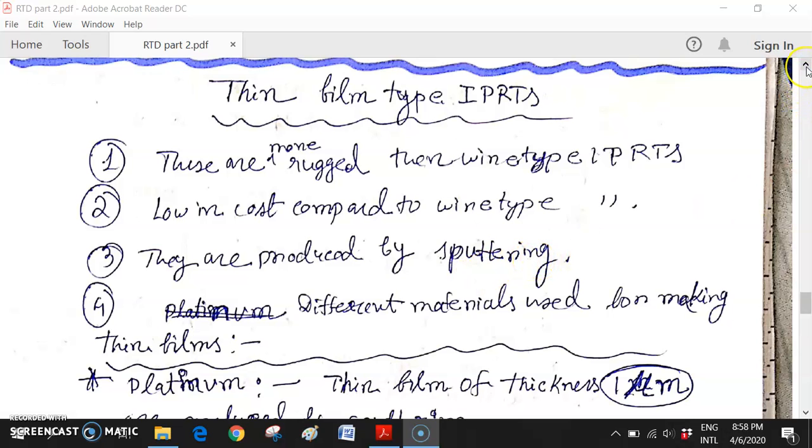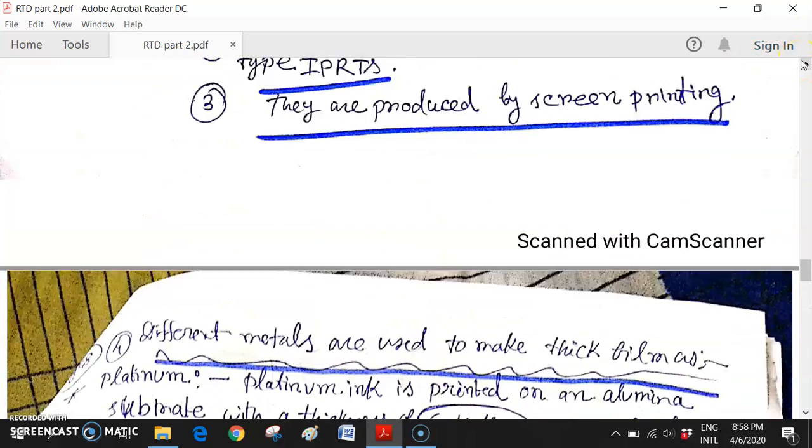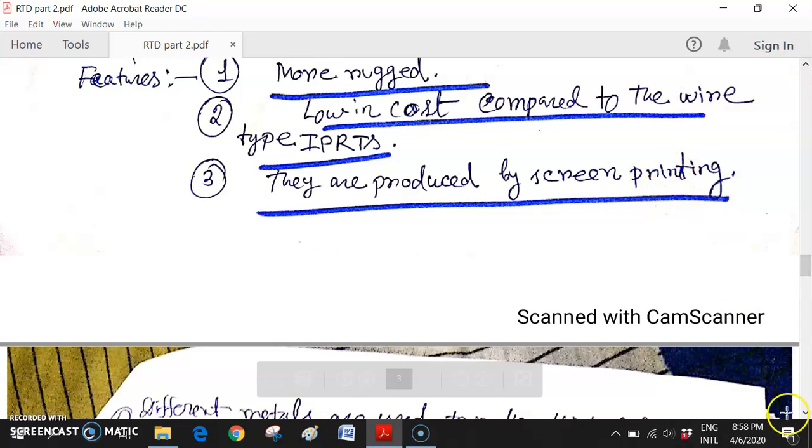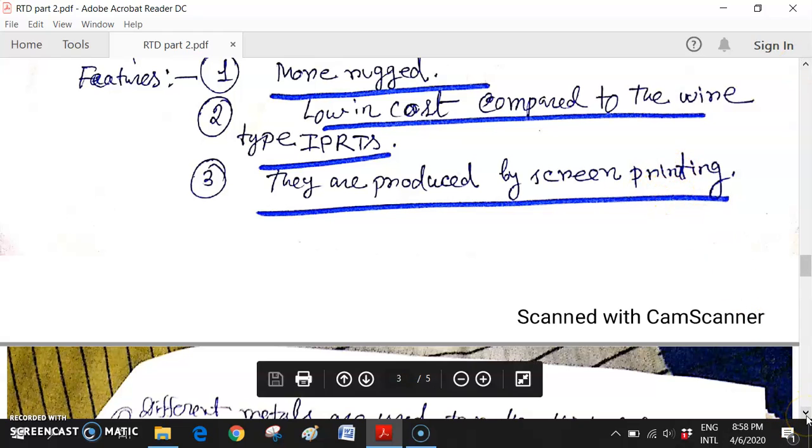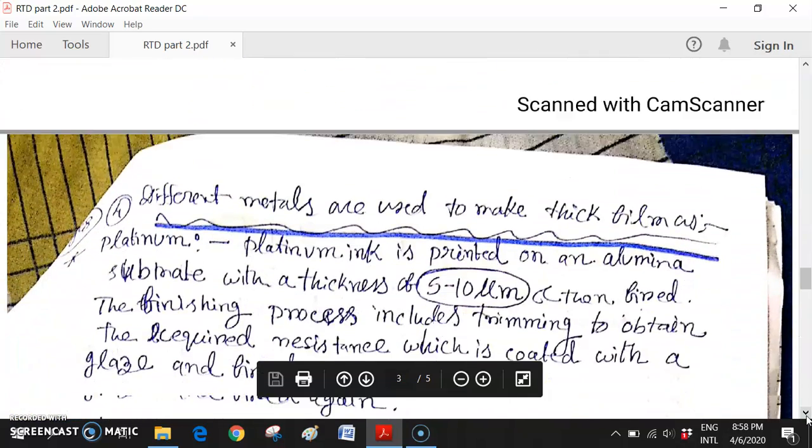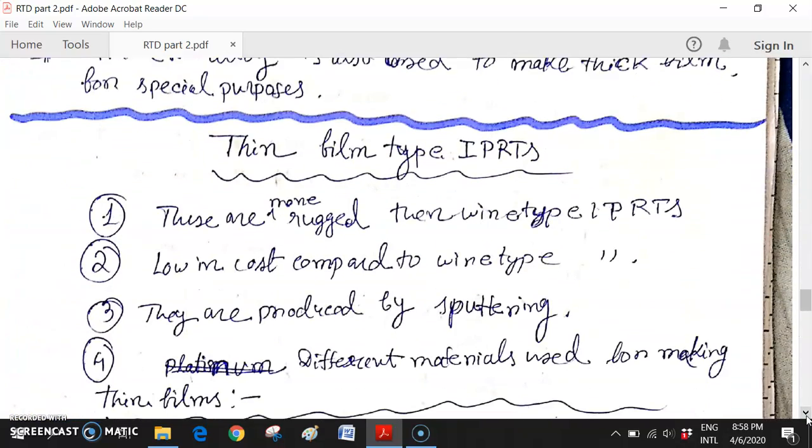So that is the difference between the wire type IPRT, the thick film type IPRT and the thin film type IPRT. In the case of thick film type IPRT, this is basically done by screen printing, that means the film is produced by the screen printing method. Here it is produced by the sputtering method.